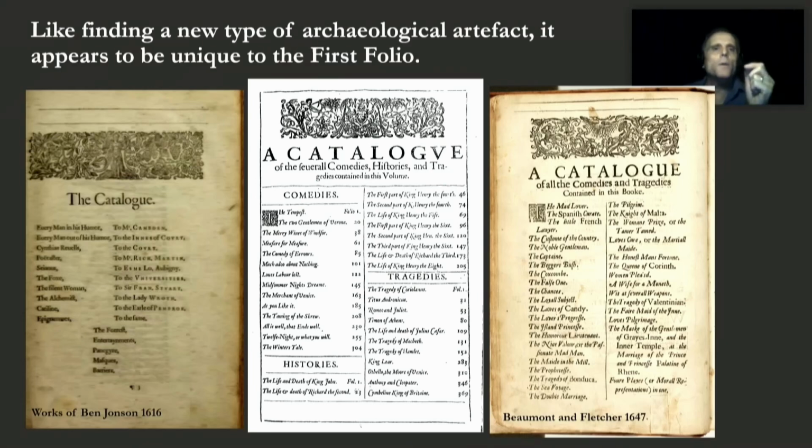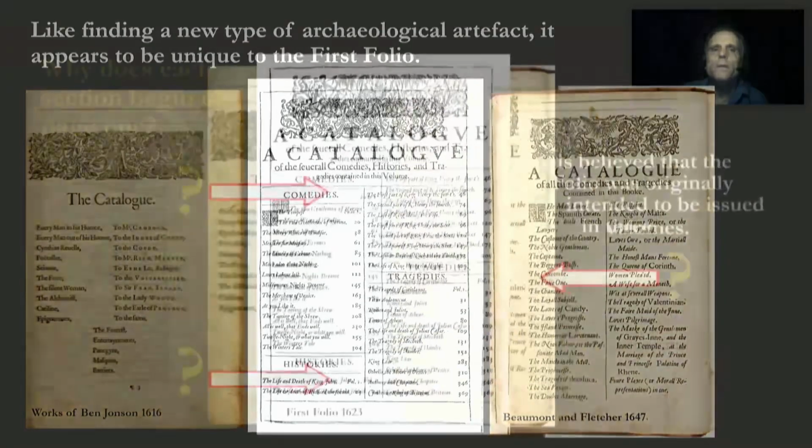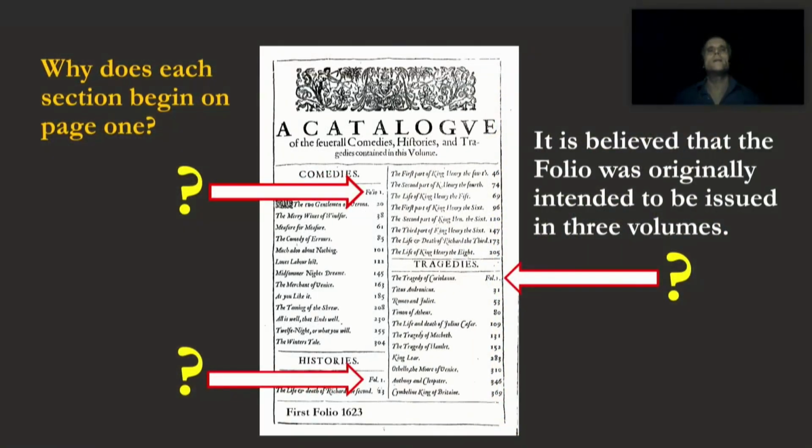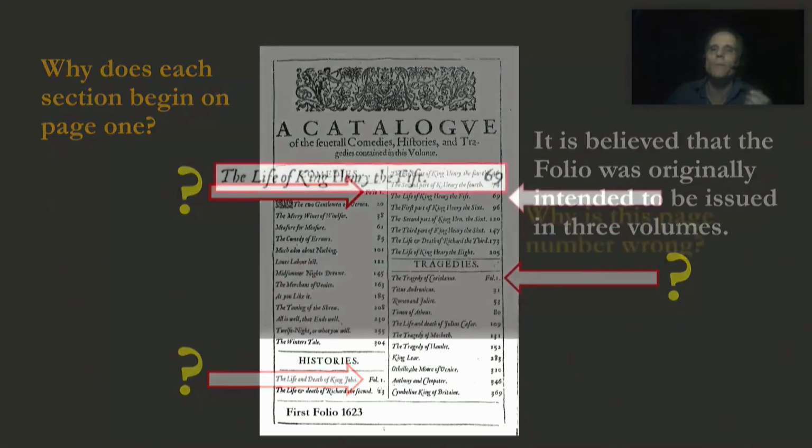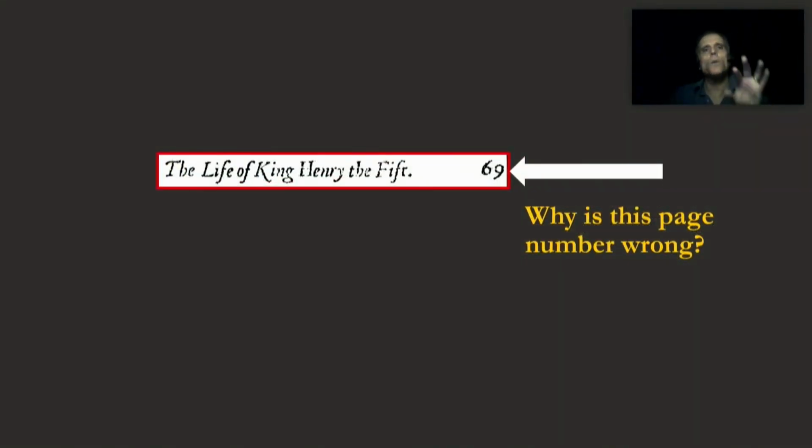This brings us to a question long posed by scholars. Why does each section begin on page 1? It is believed that the folio was originally intended to be issued in 3 volumes. My discovery will provide a different reason. We can also ask, why is the page number beginning Henry V wrong? It should not just be to allude to Theorem 20. Otherwise, it could be seen just as a peculiar coincidence.